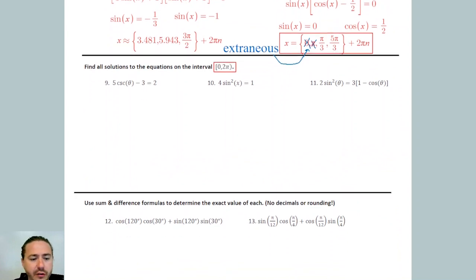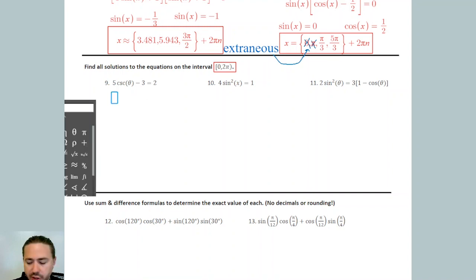Find the solutions on this interval. So we're going to solve these similarly, but we're not going to do the whole plus 2 pi n thing. We don't need that. We just need to find the solutions that are actually on the interval itself. So number 9, we've got to add 3, which is going to give me 5 cosecant theta equals 5. And then when I divide both sides by 5, I'm going to get cosecant of theta equals 1.